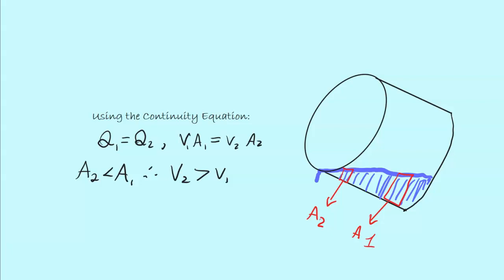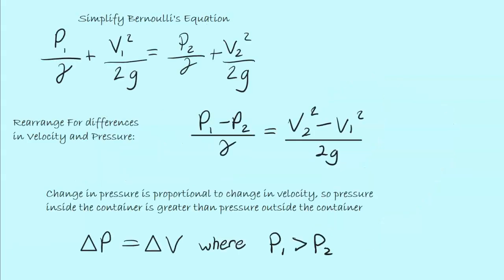This will help us apply the continuity equation, which says that velocity times area at one position must be equal to the velocity times area in the next position during steady flow. Since the area decreases as the liquid is poured, this means the velocity must also increase to satisfy continuity. Using this comparison, we can simplify Bernoulli's equation and solve for pressure difference. The result is that the pressure inside the container is more than the pressure outside the container.